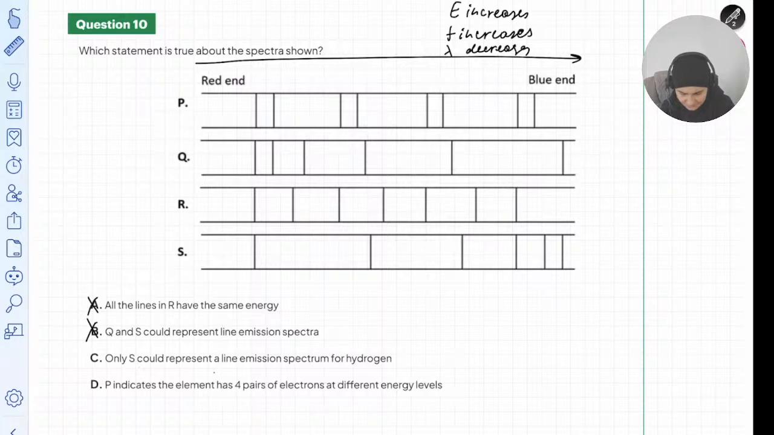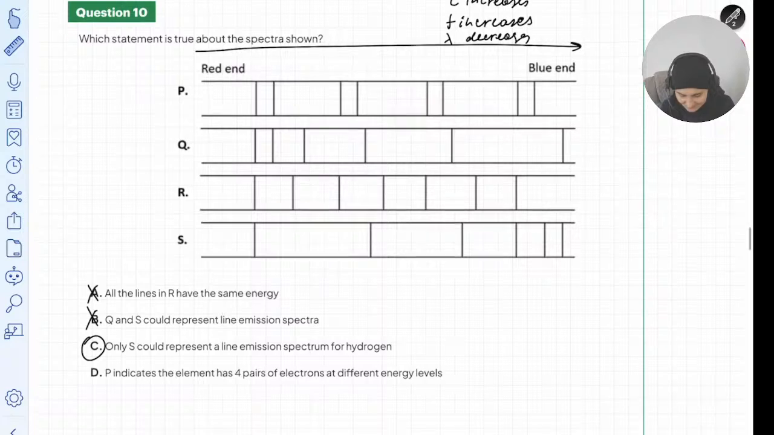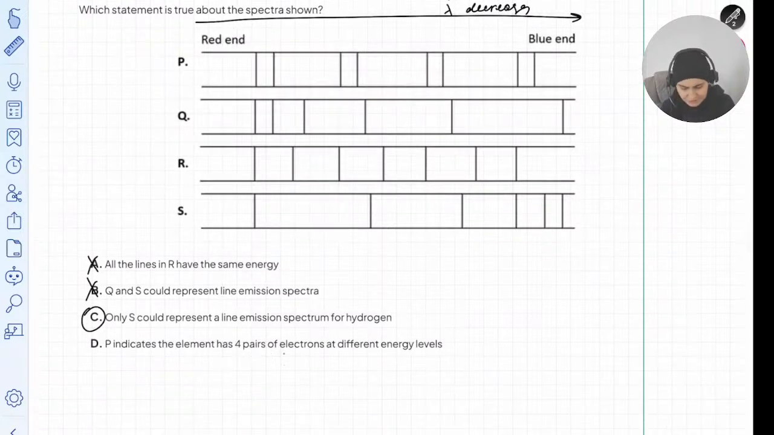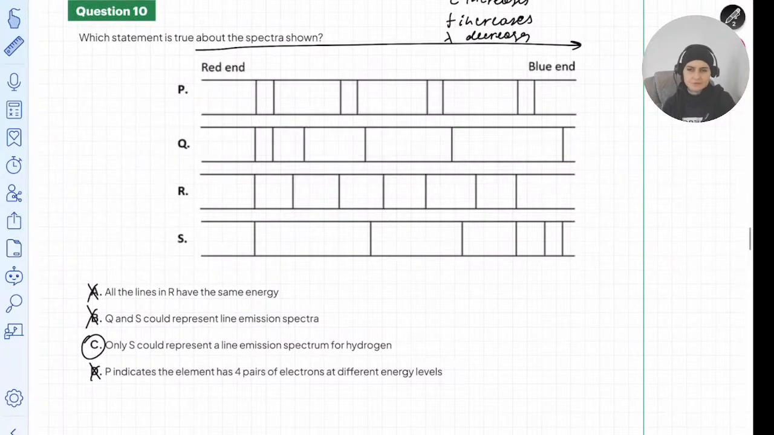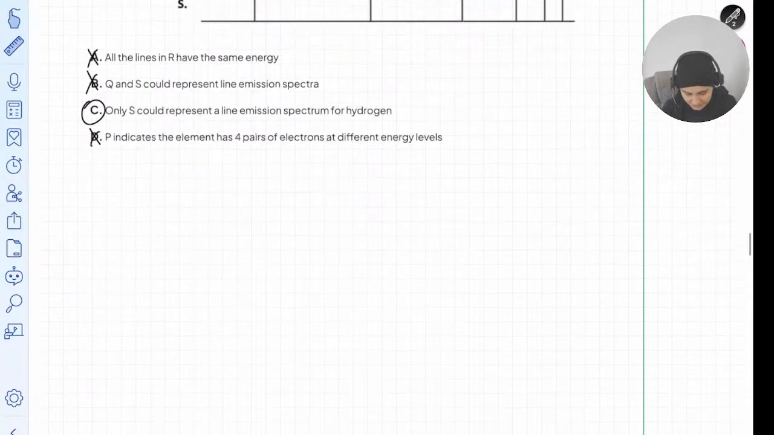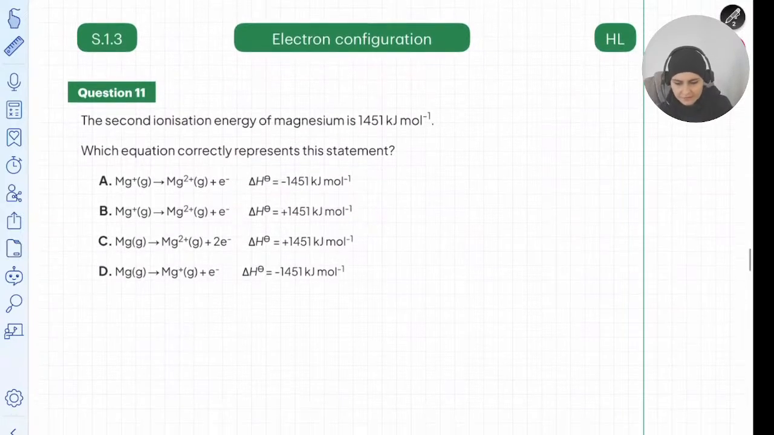C: Only S could represent the line emission spectrum of hydrogen. Yeah, that's correct, because that's the only one where we have lines converging at higher energies. So Q is wrong, R has equal distances, P does make sense. So C is correct. And D: P indicates the element has 4 pairs of electrons. That's completely wrong because this works for one-electron systems. Otherwise, we have to take electron-electron interactions into account. Okay, finally HL.